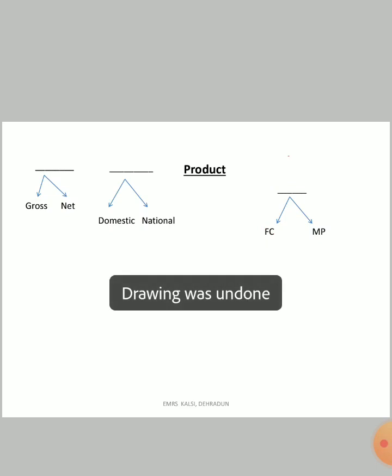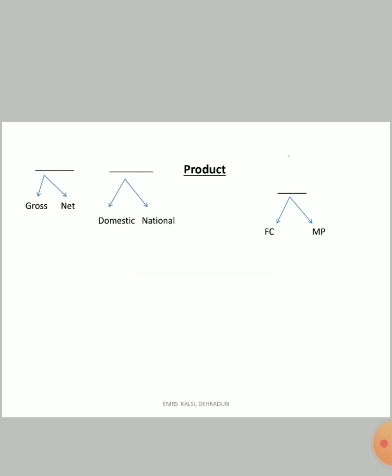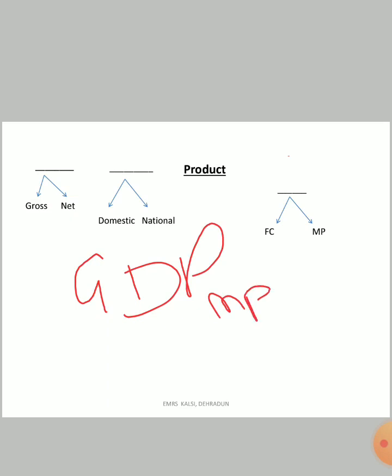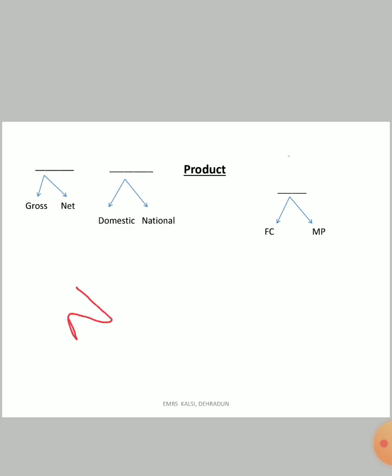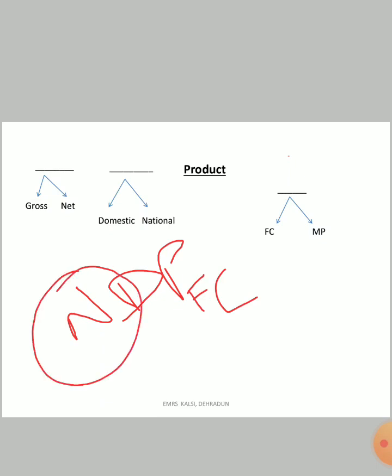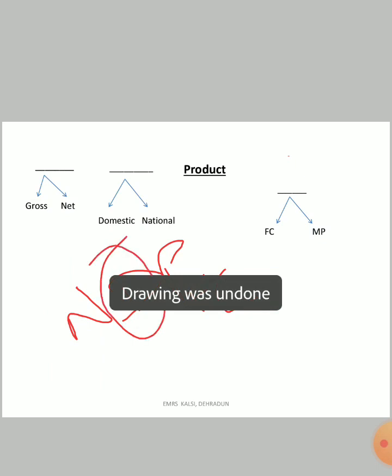So how will we write this? Like if you have to write GDP MP, G for gross, D for domestic, P for product, and MP for market price. One at a time. If we have to write NDPFC, what is NDPFC? Domestic income. NDP and FC. Either there will be net or gross, either domestic or national, either factor cost or market price.